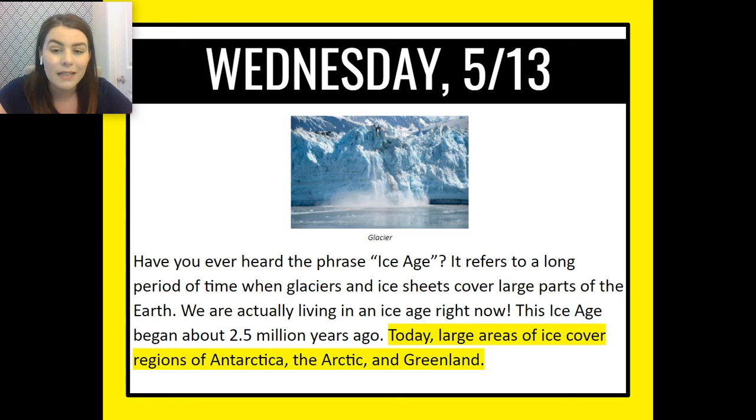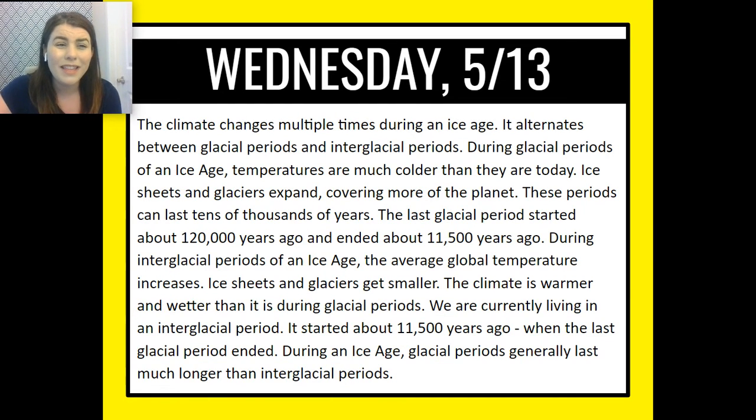I think it's the last sentence. Today, large areas of ice cover regions of Antarctica, the Arctic, and Greenland. So this is really telling me what the paragraph is mostly about. The paragraph is really talking about ice ages. What are ice ages and how do they relate to us now? Let's take a look at the second paragraph.